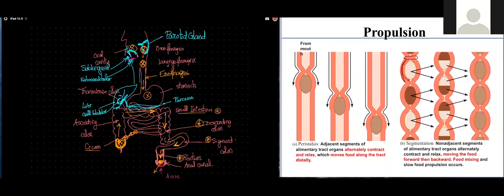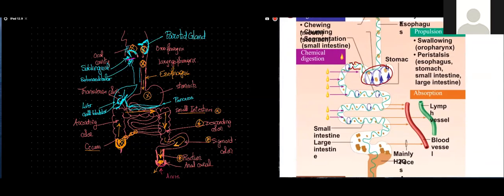You see, I'm contracting the circular muscles. And when you contract the circular muscles, you're going to be dividing the tube into smaller segments that will allow you to break down the food particles into smaller sized particles, allowing you to perform a mechanical digestion. This is a segmentation here. Segmentation is a mechanical digestion that takes place in the small intestine.